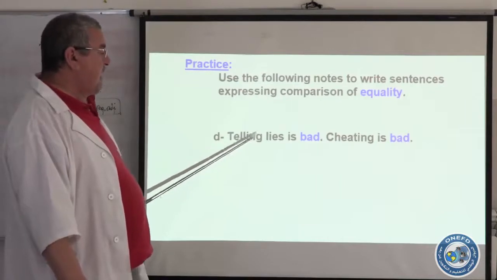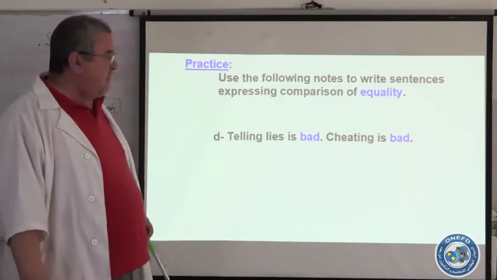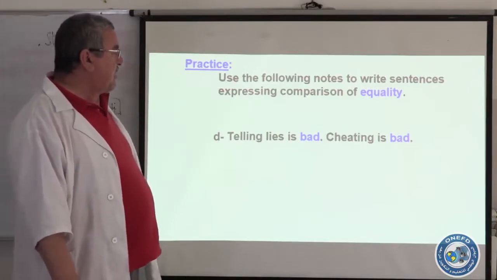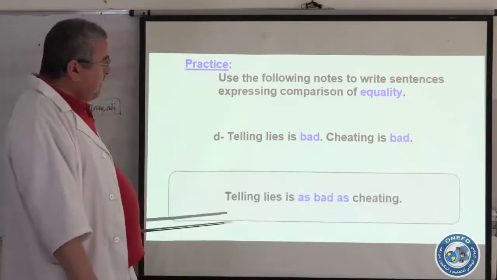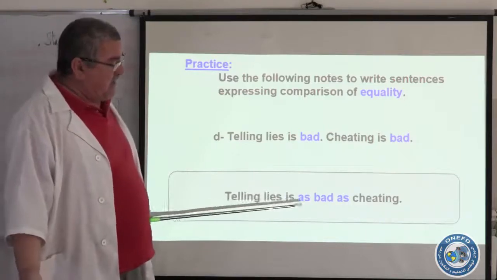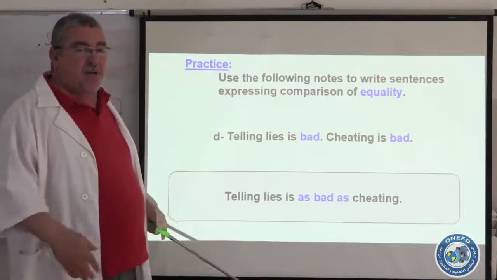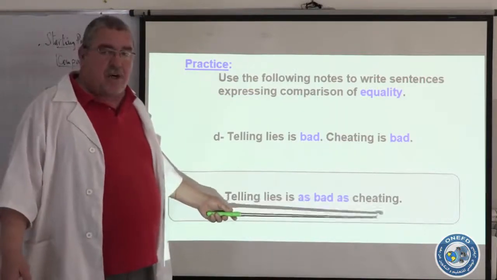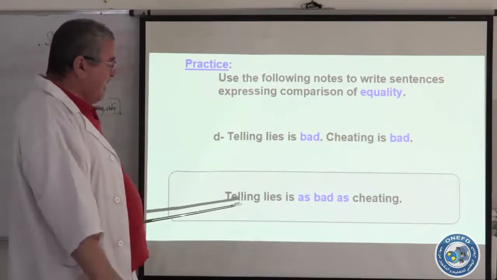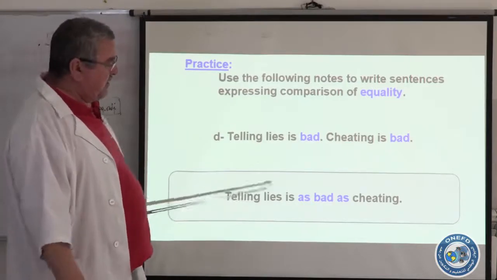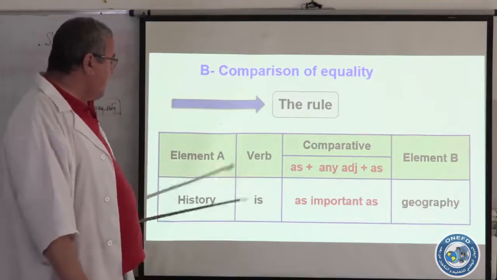Following sentence, telling lies is bad. Cheating is bad. How are we going to express comparison here? Telling lies is as bad as cheating. Both are bad. Telling lies is bad. And you all know that cheating is also bad. So, cheating is as bad as telling lies, or we start with telling lies. It's the same. Now here is the rule, comparison of equality.